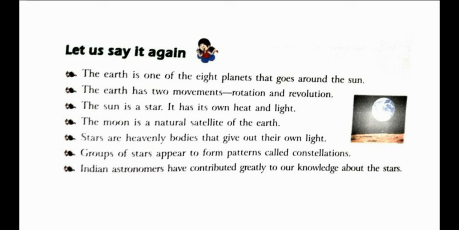So now let's see what all things we have learned today. We have learned that the earth is one of the 8 planets that go around the sun. There are 2 movements of earth, rotation and revolution. The sun is a star. It has its own heat and light. The moon is a natural satellite of the earth because it revolves around the earth. And stars are heavenly bodies that give out their own light. And groups of stars appear to form patterns called constellations. And Indian astronomers have contributed greatly to our knowledge about the stars.